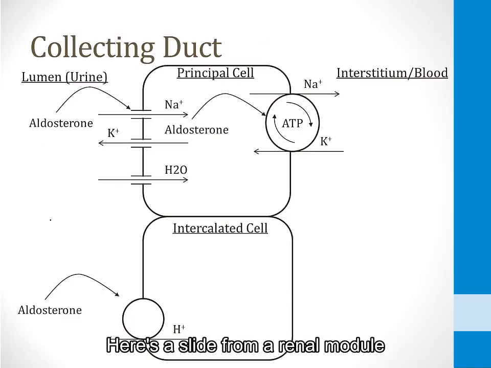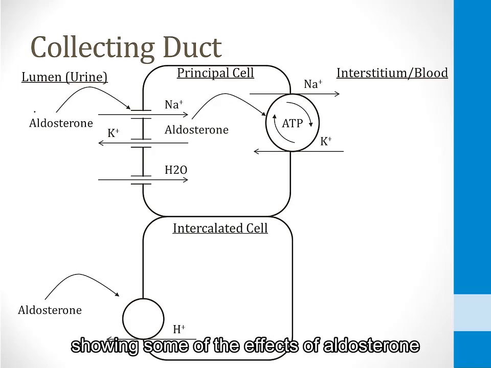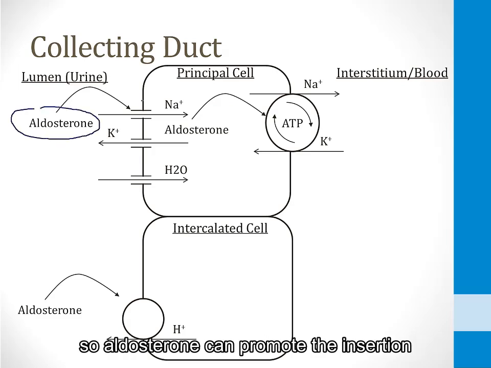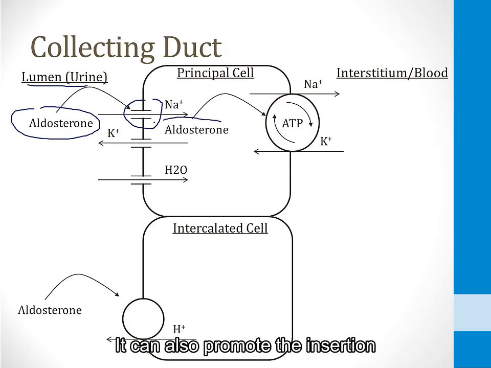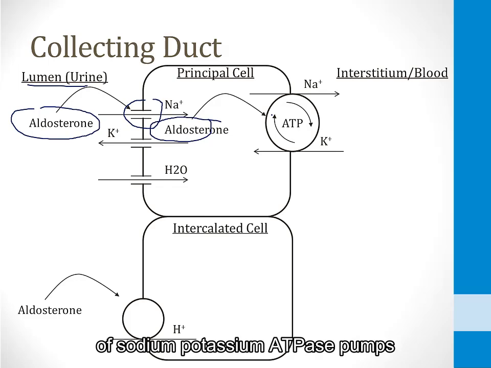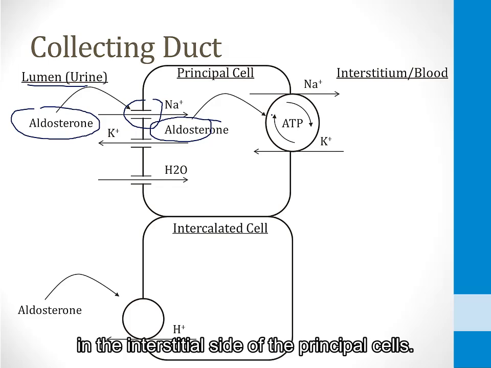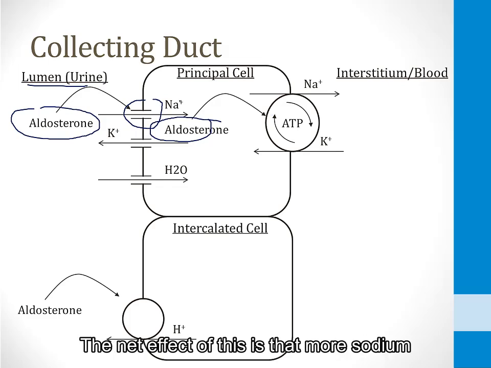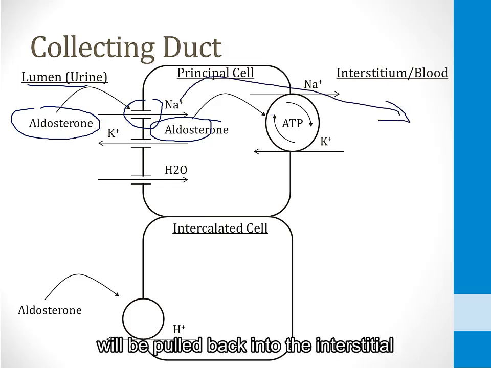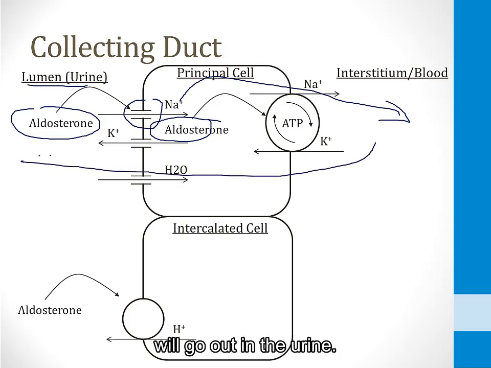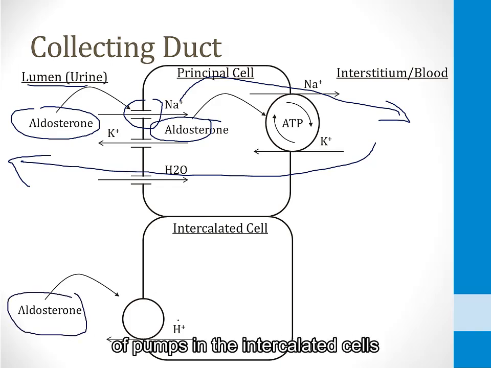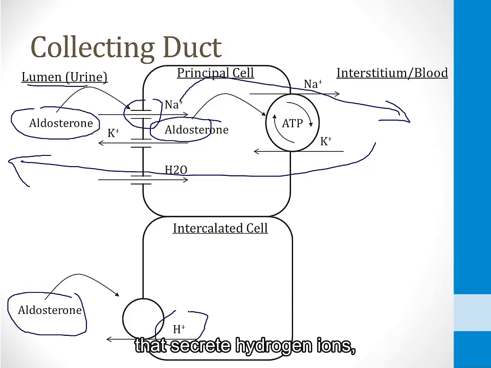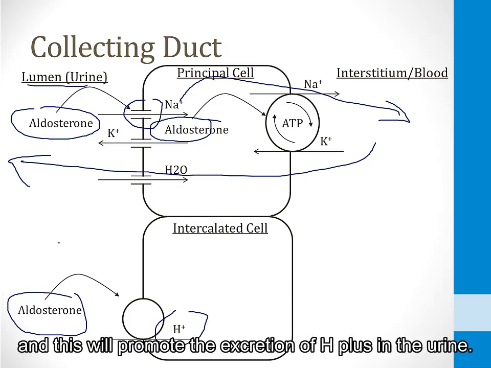Here's a slide from our renal module showing some of the effects of aldosterone. So aldosterone can promote the insertion of sodium channels into the luminal side of the principal cells in the collecting duct of the nephron. It can also promote the insertion of sodium-potassium ATPase pumps in the interstitial side of the principal cells. The net effect of this is that more sodium will be pulled back into the interstitium or blood, and more potassium will go out in the urine. Aldosterone can also promote the insertion of pumps in the intercalated cells that secrete hydrogen ions, and this will promote the excretion of H+ in the urine.